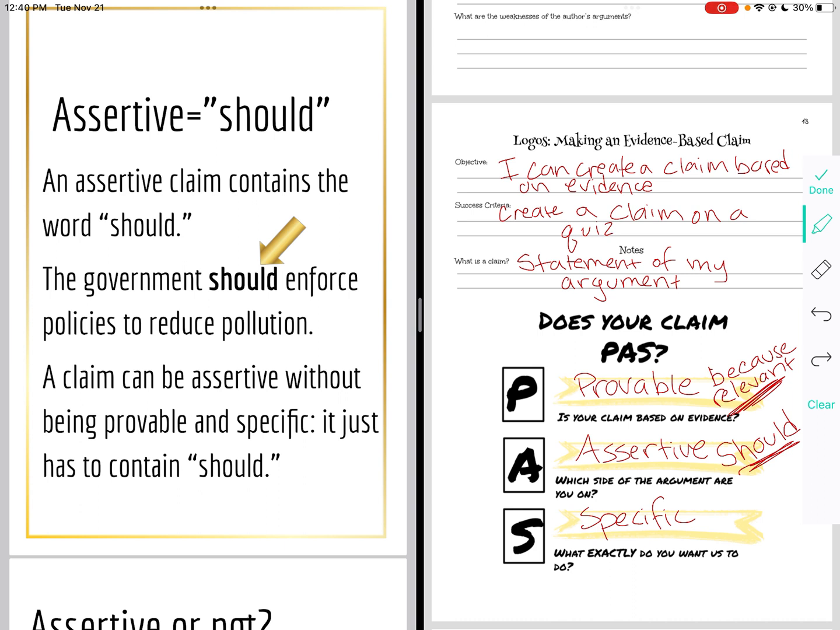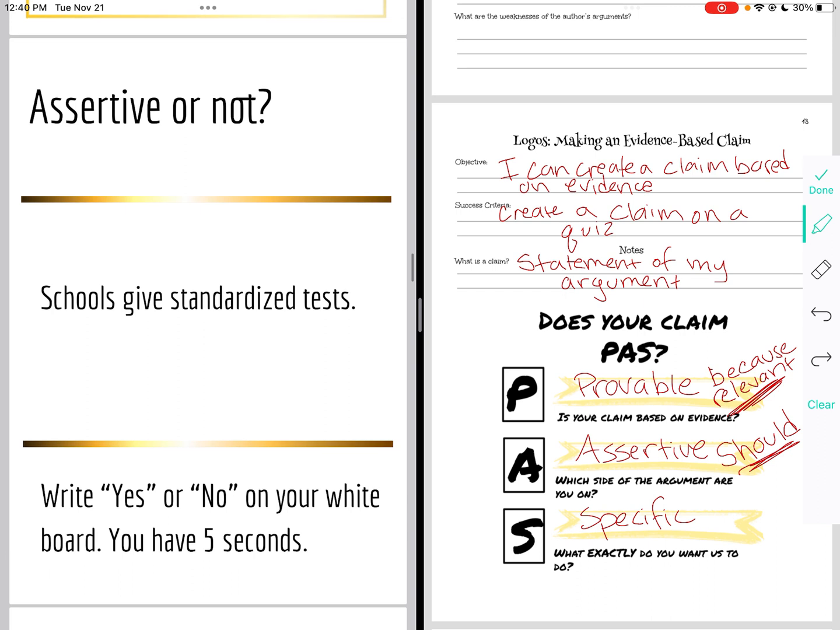So for example, I could say, "You, give me your chair." Okay, so that was definitely, you should give me your chair, right? You should give me your chair. But I'm not giving you a reason why. I guess I am telling you who. I am telling you what. But it's definitely assertive.